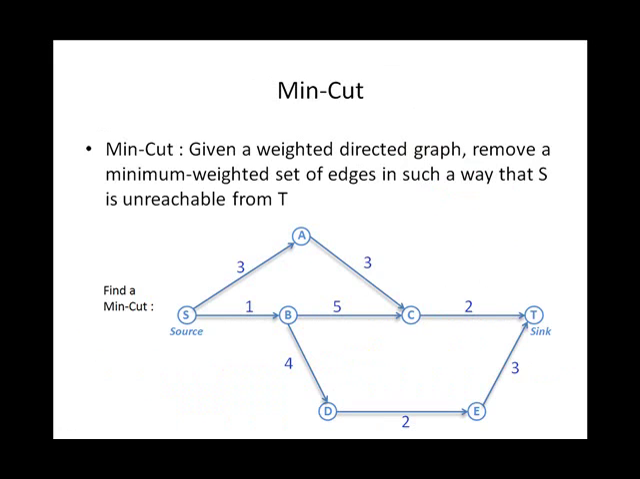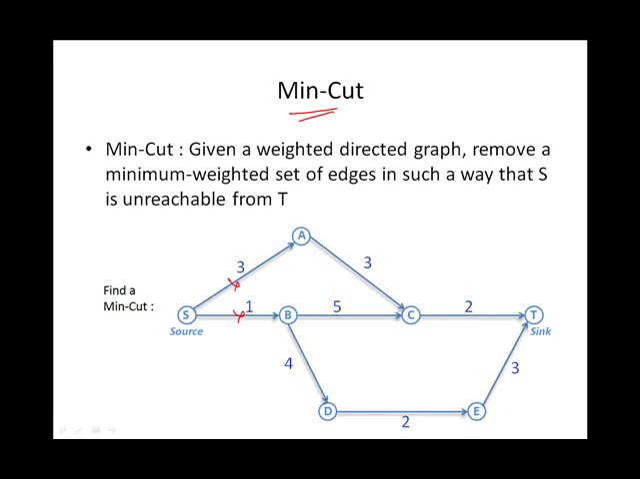So one more concept related to max flow is the minimum cut. Okay. So what is a minimum cut? Given a weighted directed graph, you are asked to remove some edges such that there is no path from source to sink. So consider this standard example again. Remove some of the edges such that there is no more path from source to sink. So one simple way is to just remove these two edges.